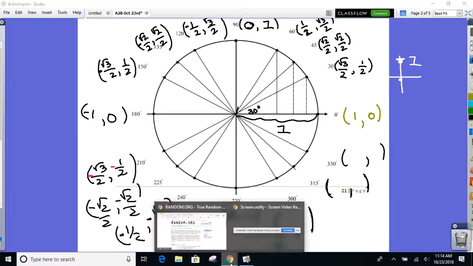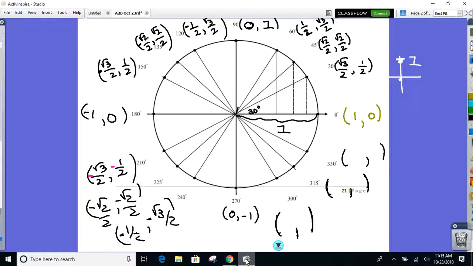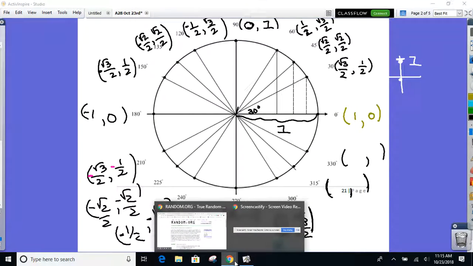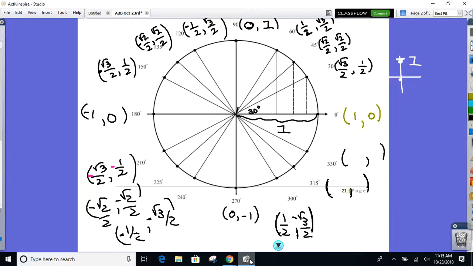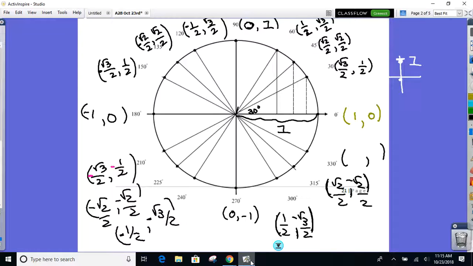Okay, let's go 300. 300. Here we go. 1/2, negative radical 3 over 2. All the y should be negative. 315. Let's go. 315. Got it. And then finally, how about 330? 330. Here we go. You got it. Negative 1/2. Perfect.